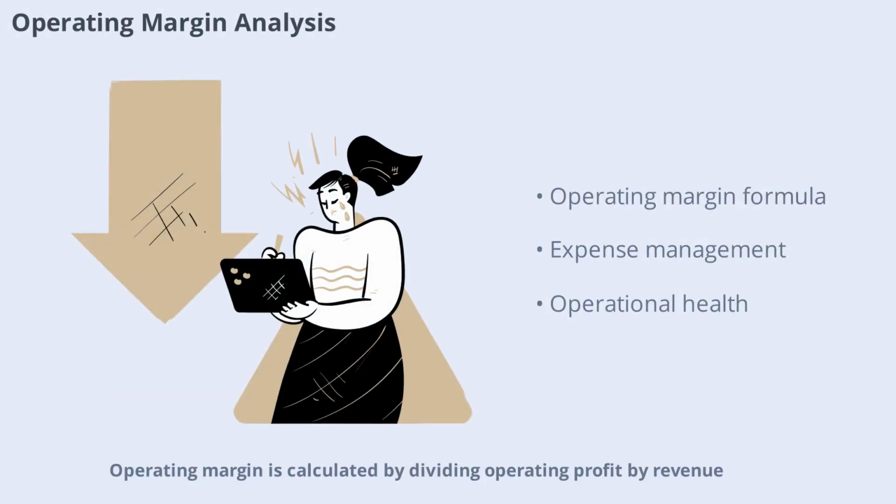Operating margin is calculated by dividing operating profit by revenue. This ratio highlights how well your business manages operating expenses relative to sales. A strong operating margin means your core operations are profitable, while a weak margin suggests inefficiencies. Regularly monitoring operating margin helps you identify areas for improvement and maintain healthy business operations. Next, we'll discuss net margin and its significance for overall profitability.